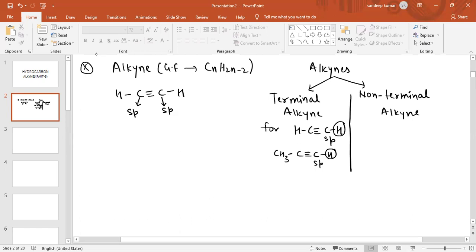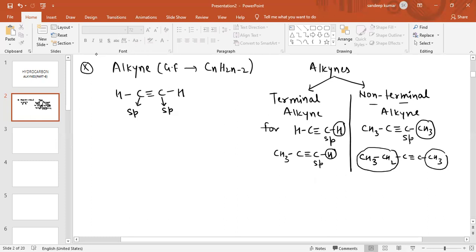See the examples of non-terminal alkyne. If the alkyne is CH3 C triple bond C CH3, as hydrogen is not attached to an sp carbon, it is a non-terminal alkyne. Similarly, CH3 CH2 C triple bond C CH3. In this case also hydrogen is not attached to an sp carbon, therefore this is also a non-terminal alkyne. So in this way you can divide alkynes into two parts: terminal alkyne and non-terminal alkyne.